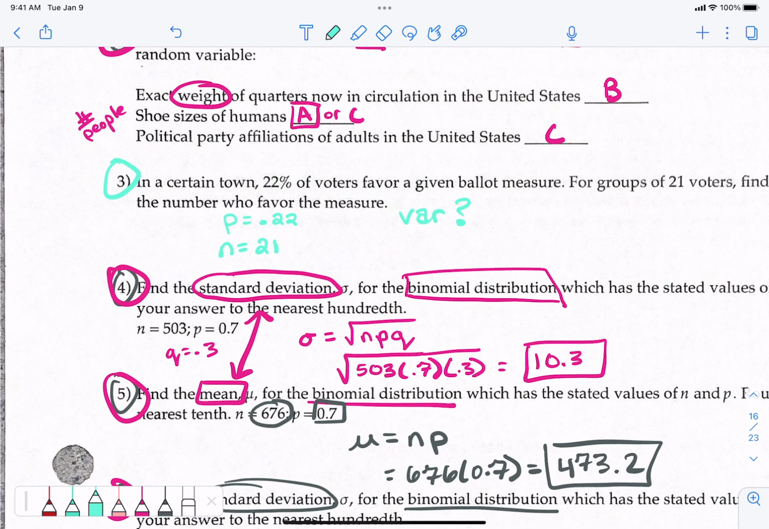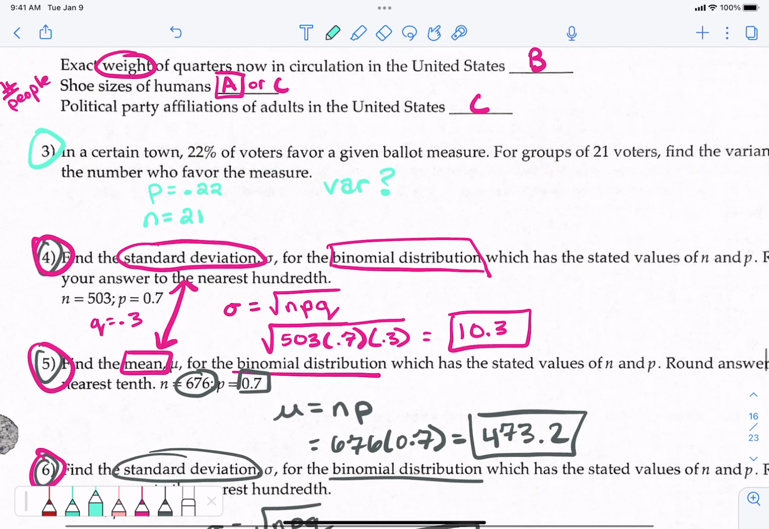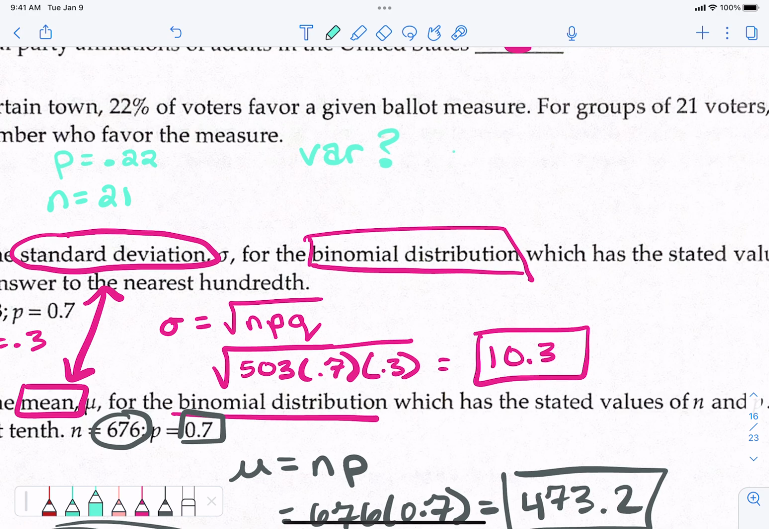So we have a formula that says to find the average, it's N times P. To find the standard deviation, it's the square root of NPQ. This is on binomial. Locate it on your sheet. Which means that sigma squared, the variance, would just be NPQ, because if you square the square root, it's gone. So we're looking for variance, which is just NPQ. Does this make sense?